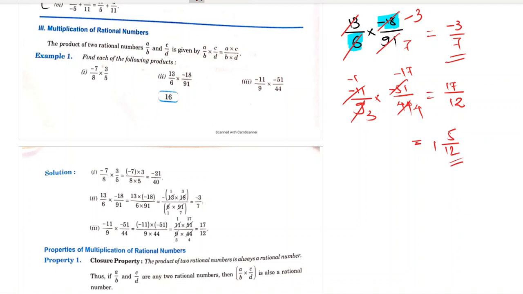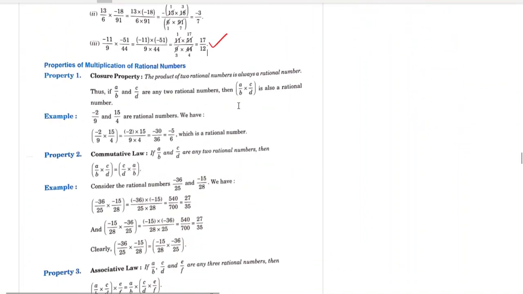See here they've just left it as 17 by 12, but you have to always make sure that you convert an improper fraction into a mixed fraction. You don't want to lose any marks for silly mistakes or missed steps in exams, right? Okay, now this is multiplication, very simple.